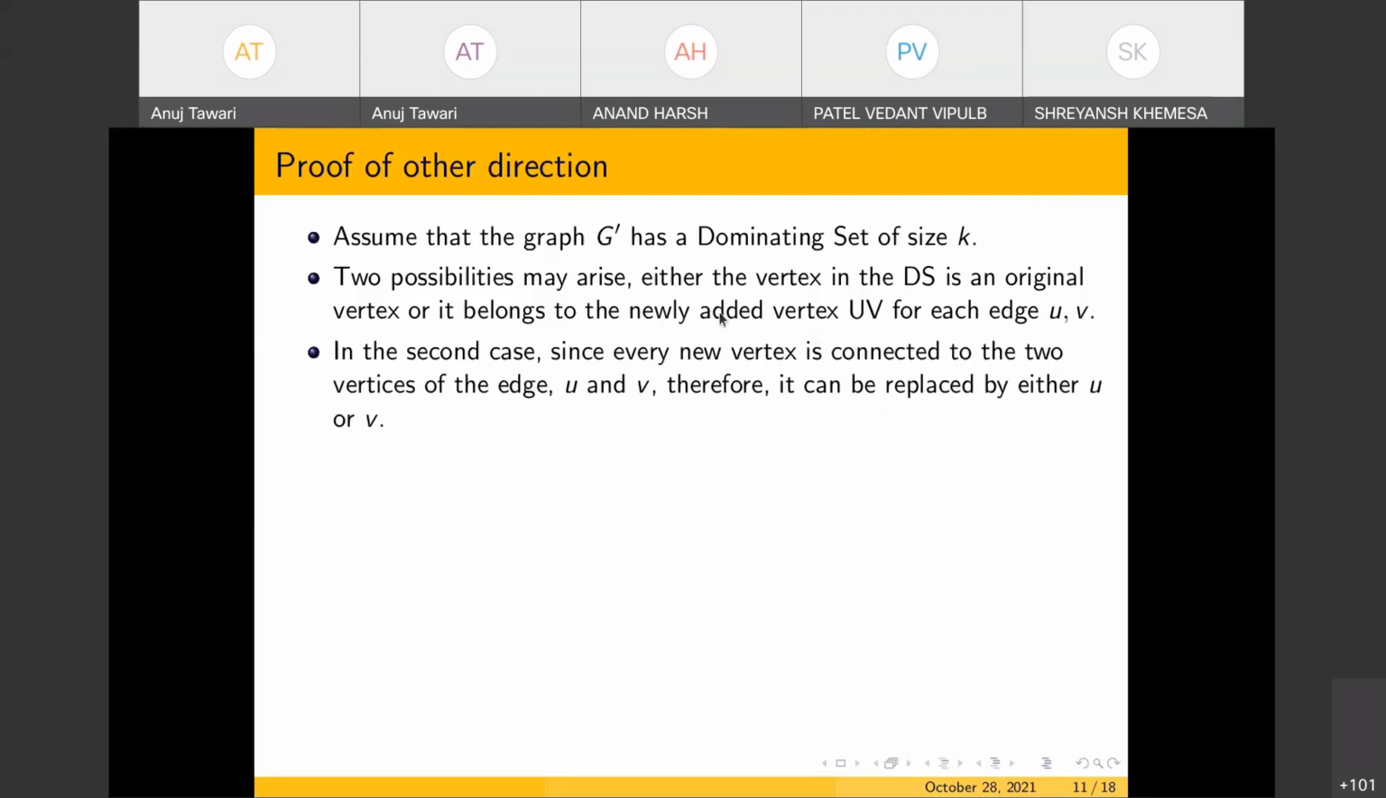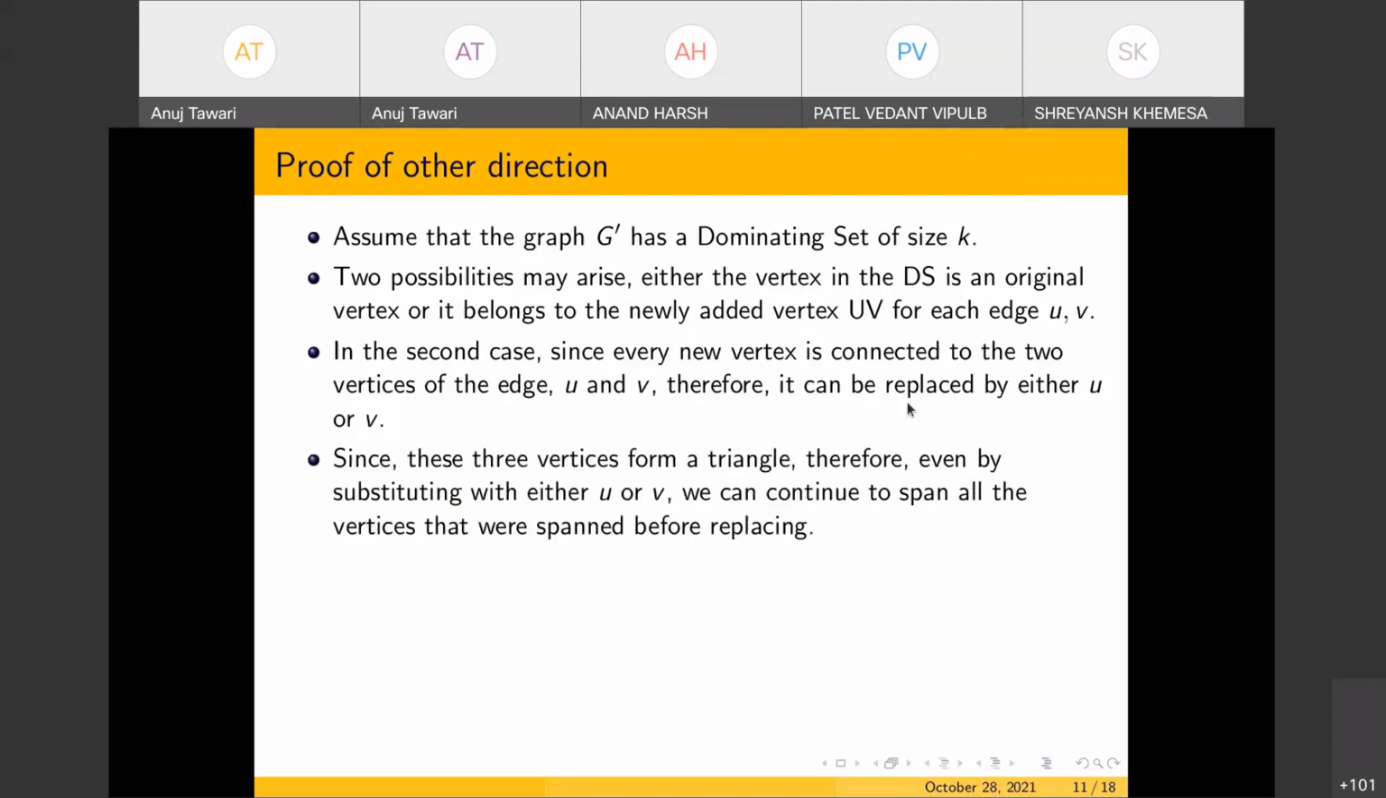Now what we know about this newly added vertex is that every new vertex is connected to the two vertices of this edge. So you can replace it by either of those two vertices and still, whatever vertices were covered by this new vertex will remain covered, and possibly some new vertices too. Since these three vertices form a triangle, even by substituting with either U or V, we can continue to span all the vertices that were spanned before replacing. So whatever vertices were covered earlier will still remain covered.